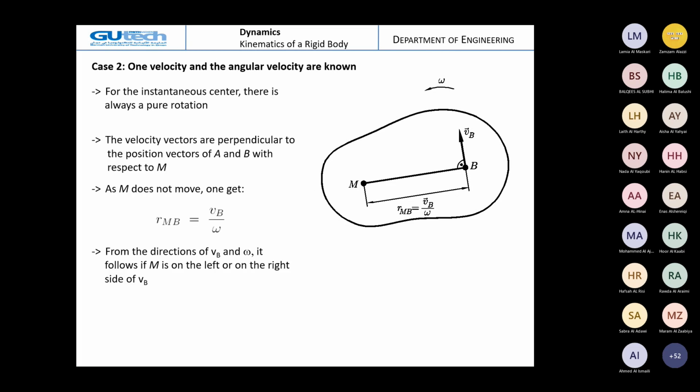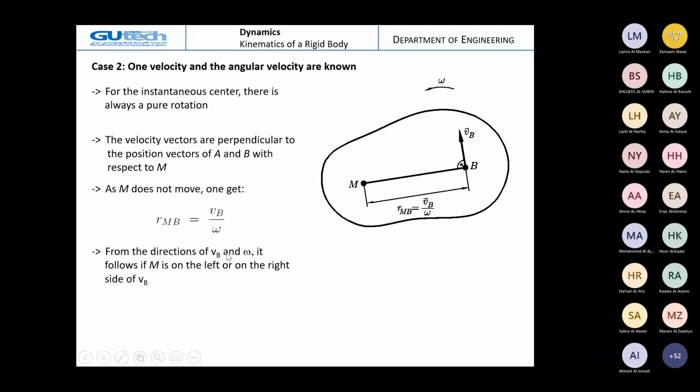For the instantaneous center, there is always a pure rotation. The velocity vectors are perpendicular to the position vectors of A and B with respect to M. As M doesn't move, that means it doesn't translate or slide, one gets here RA and RB, the distances. Since we have VB, we make the perpendicular here.